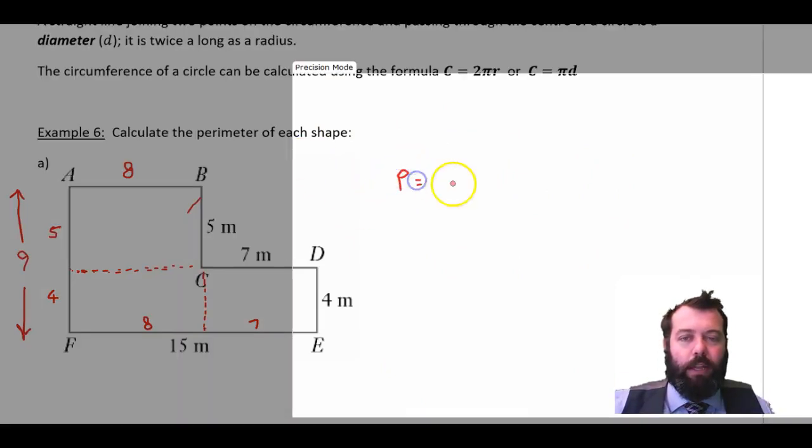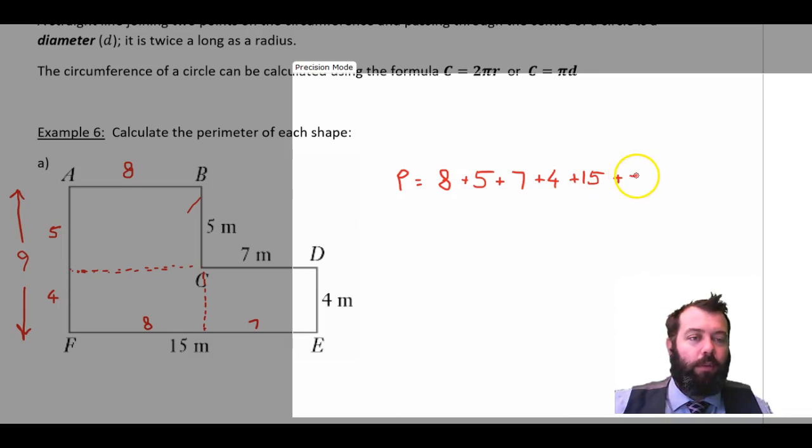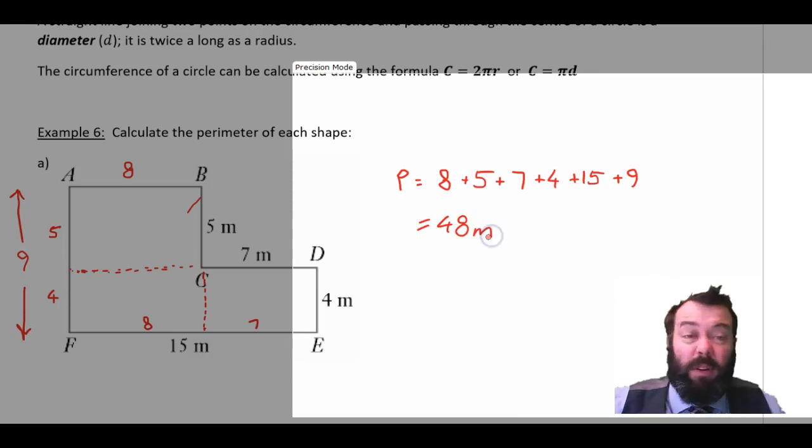So, let's say P for perimeter equals, let's work our way around clockwise fashion. 8 plus 5 plus 7 plus 4 plus 15 plus 9, and we're back to where we started from. So what is that? 13, 20, 24, 39, 48. Is that okay? There's a 9 there and a 15 there. 9 plus 15 equals 24, 48. Okay, that's all good. Equals 48 meters. That's how we do perimeter.